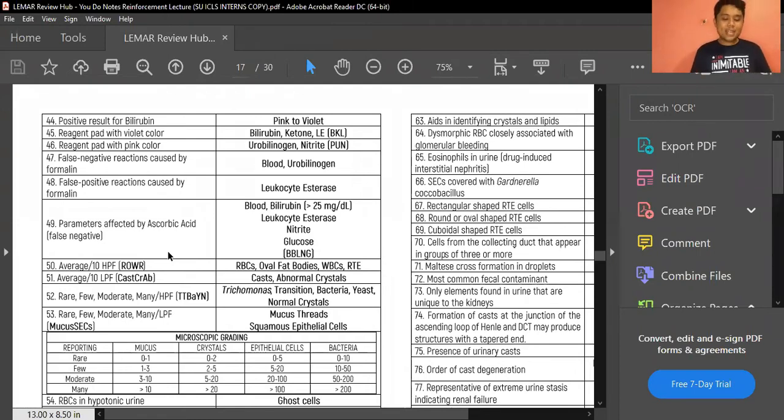And of course, you have pink, PUN, no? Pink, UN. You have uro and nitrite. Okay? Pink, uro, nitrite. False negative for formalin, you have BU, blood and urobilinogen.